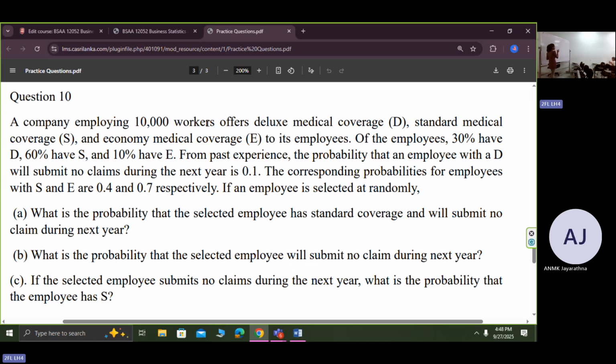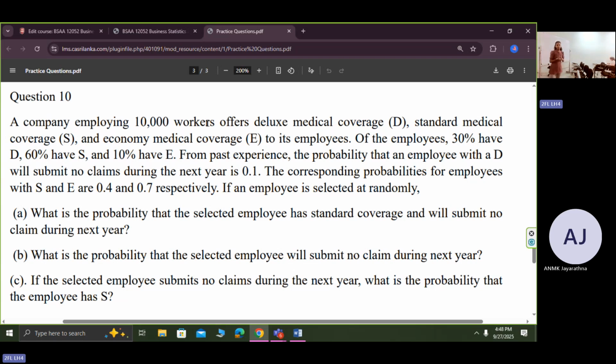Okay, and means intersection. The question asks to find standard medical coverage and no claim. Then how to write the answer? 0.6 times 0.4. That is the probability.